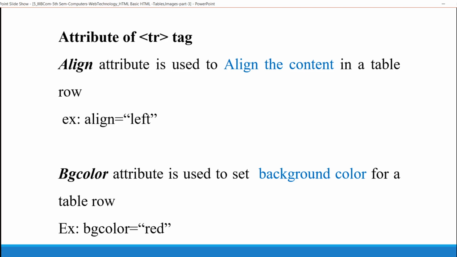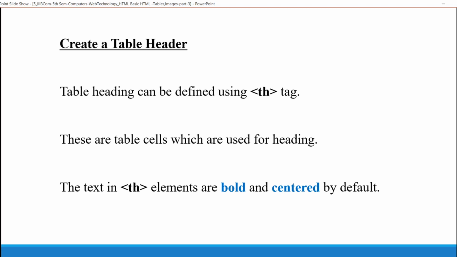If I want to set a color, or highlight any text that is represented in a table, then I use bgcolor. Bg means background color. It provides the color for the entire row. For example, I have taken red for row 1. Then row 1 appears with red color. I aligned it with left. Then the content in row 1 is aligned left. These are the attributes of tr.